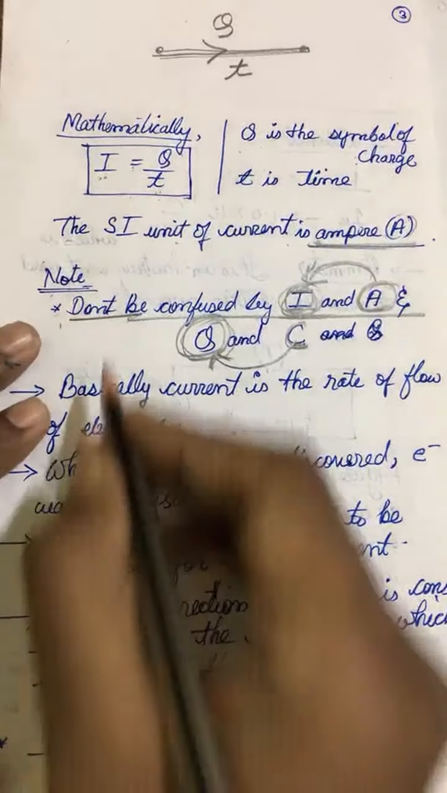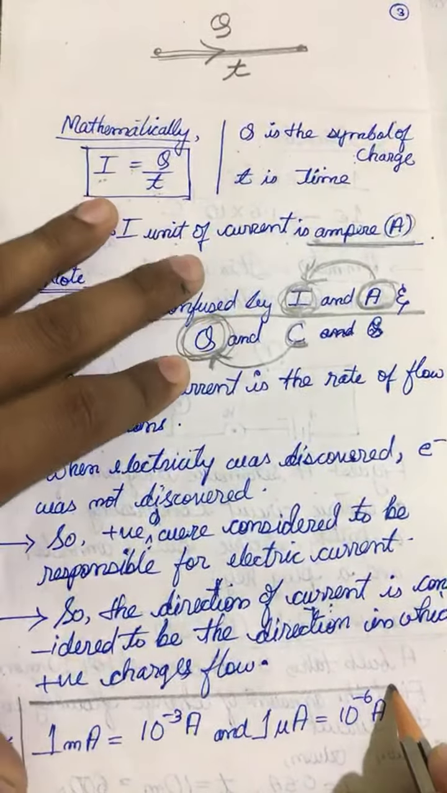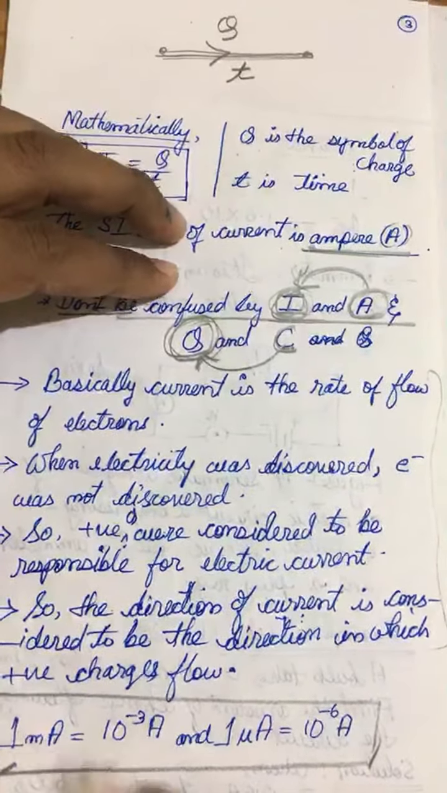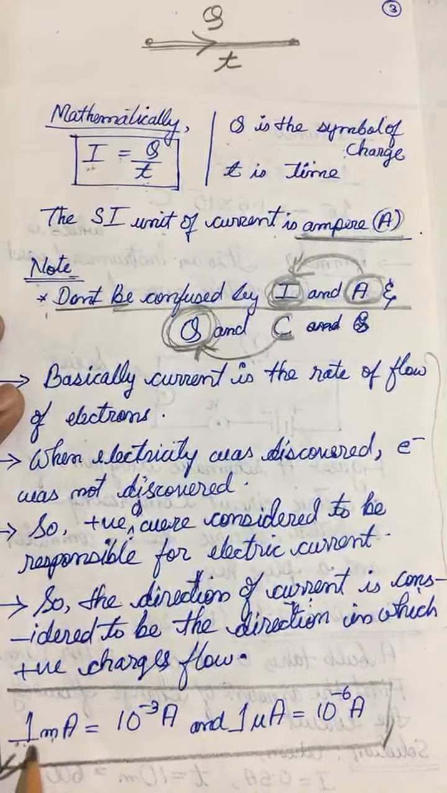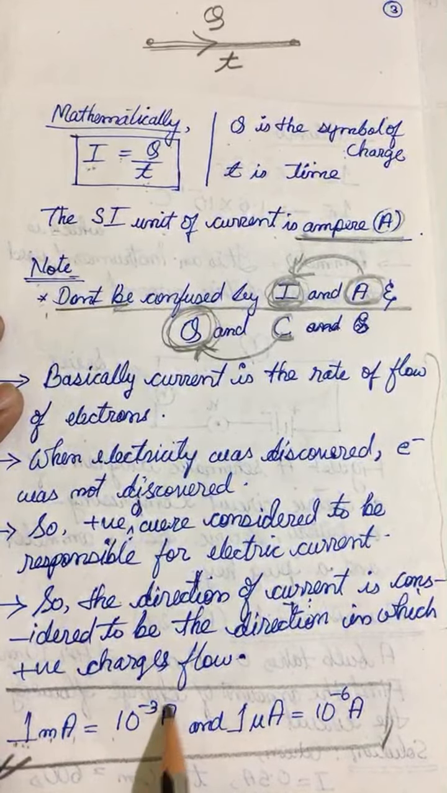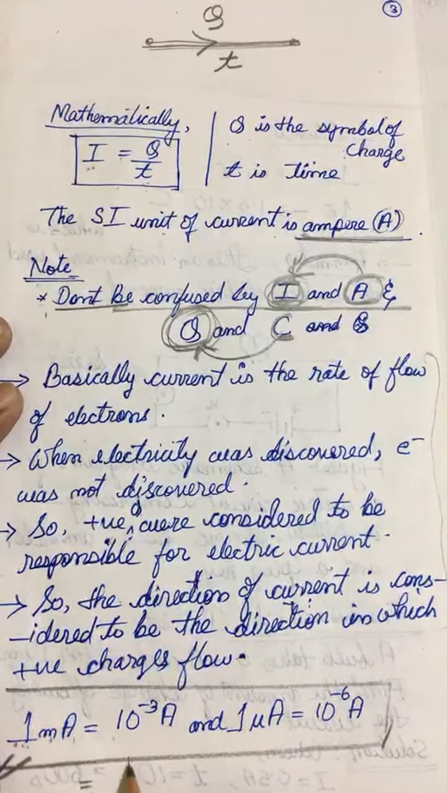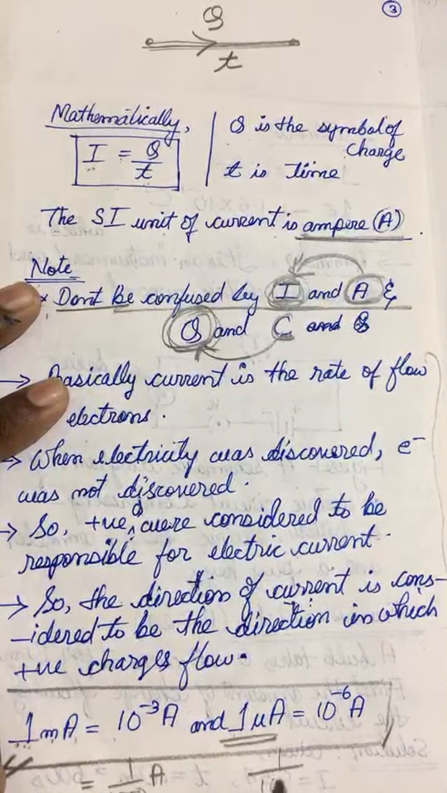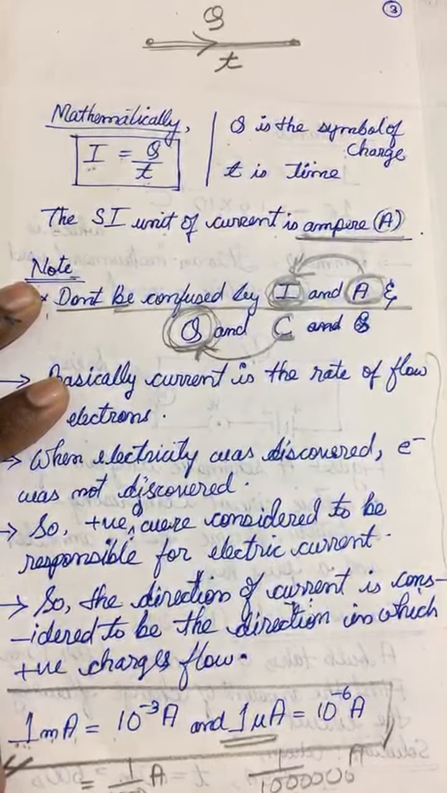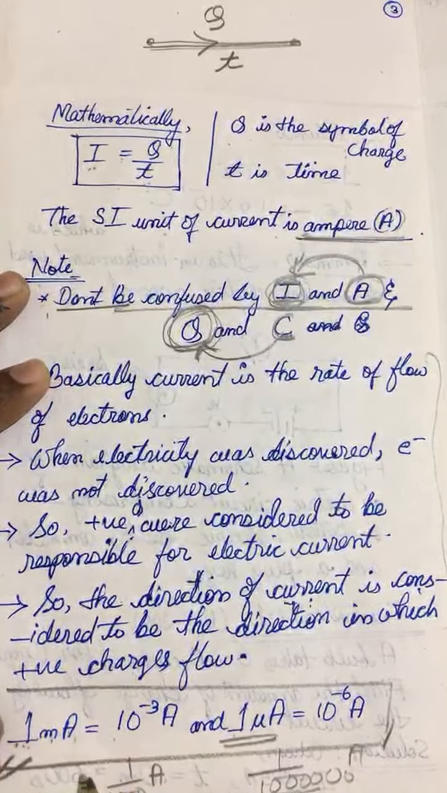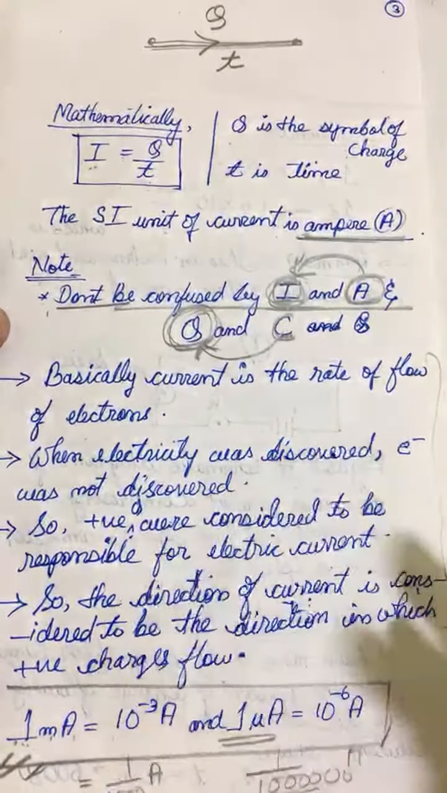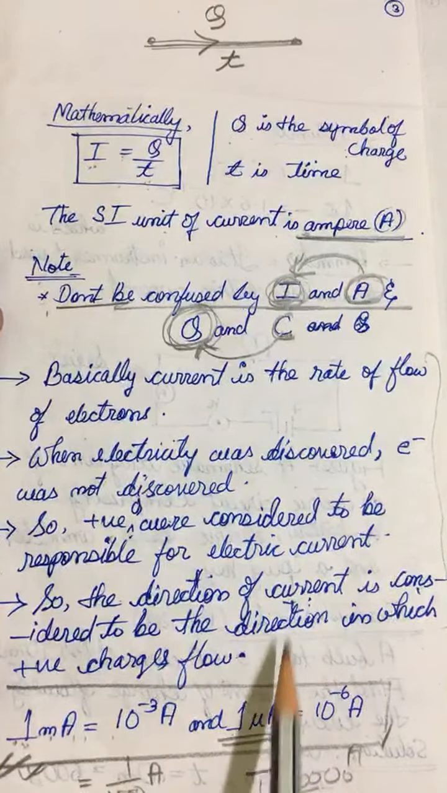Now come to this part. What is 1 milliampere? 1 milliampere means 10 to the power minus 3 ampere. That means 1 milliampere is equal to 1 by 1000 of an ampere. Similarly, 1 microampere means 10 to the power minus 6 of an ampere. These are the smaller units. For example, kilogram is a larger unit and gram is a smaller unit of mass. Similarly, milliampere and microampere are smaller units of ampere.